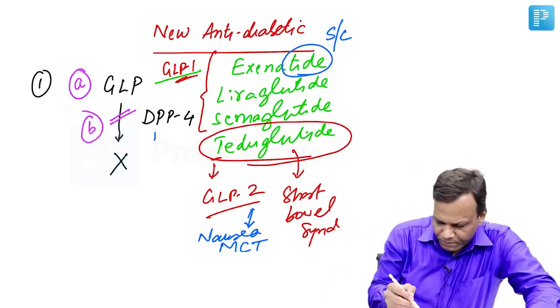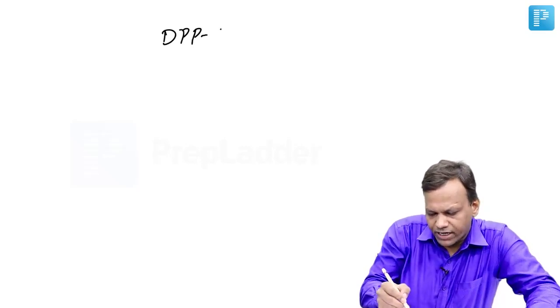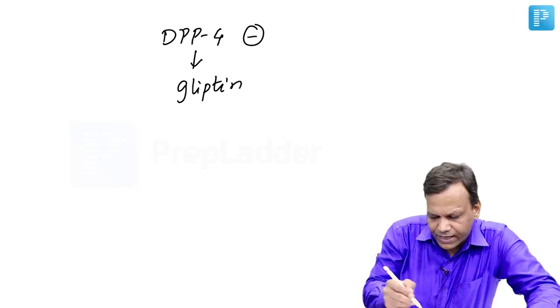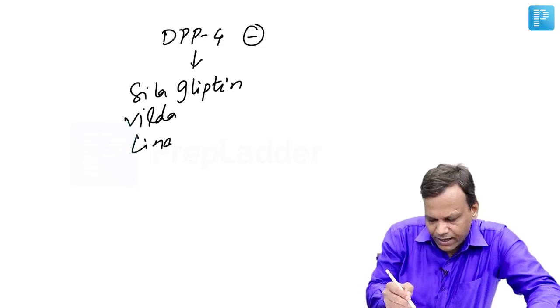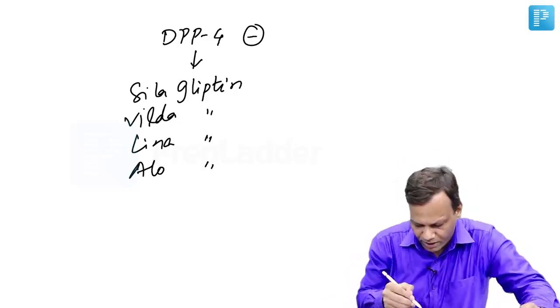Then DPP4 inhibitors can be given orally. Their names end with gliptin, like sitagliptin, vildagliptin, linagliptin, alogliptin. So many drugs whose names end with gliptin are DPP4 inhibitors.